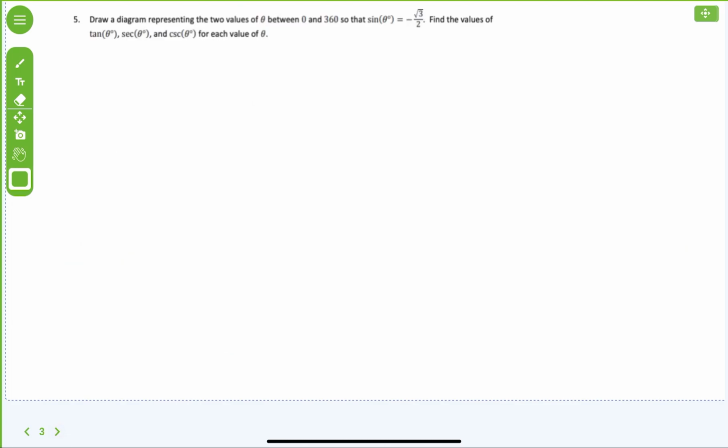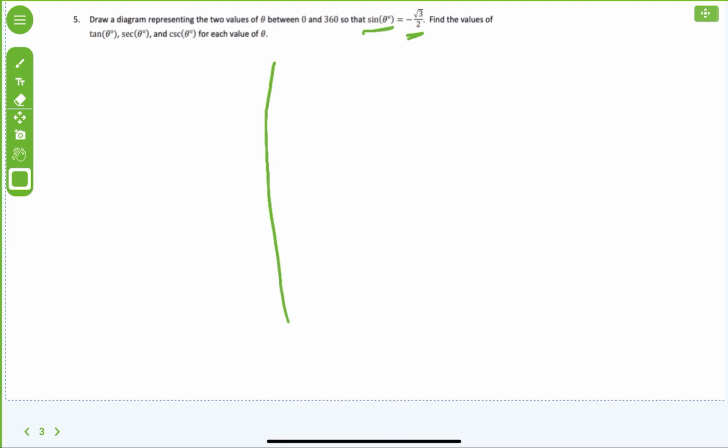All right. Page 3 says, draw a diagram representing two values of theta between 0 and 360 so that the sine of theta is equal to a negative square root of 3 over 2. Find the values of tangent, secant, cosecant for each value of theta. Okay. Well, first thing we're going to say is, what do we know? Well, I know right now that if the sine is going to be a negative, it's going to have to be in the bottom two quadrants. We're going to have to be in quadrant 3 and quadrant 4.